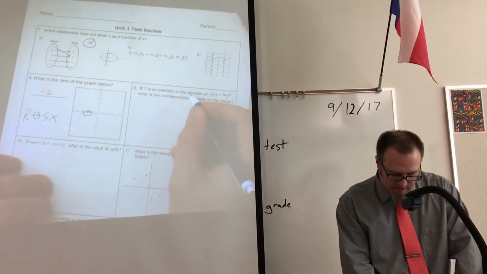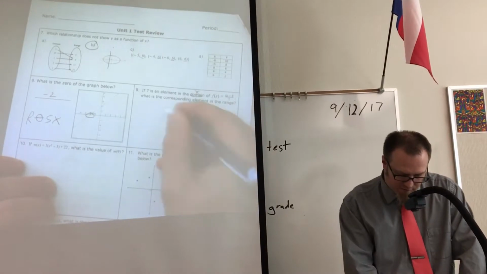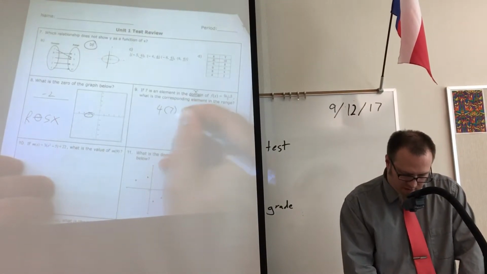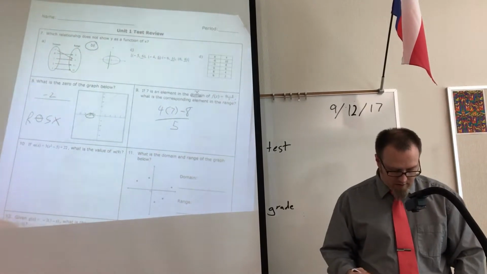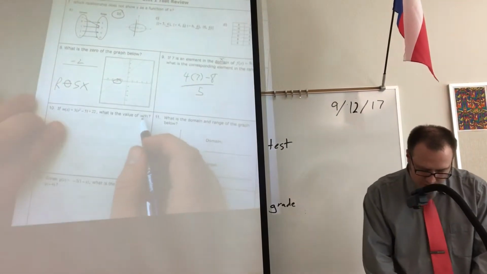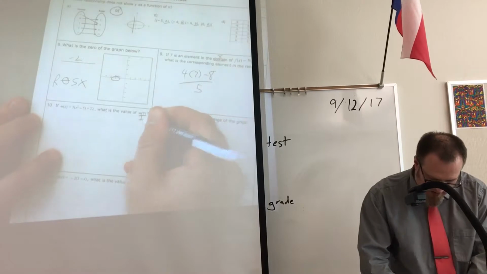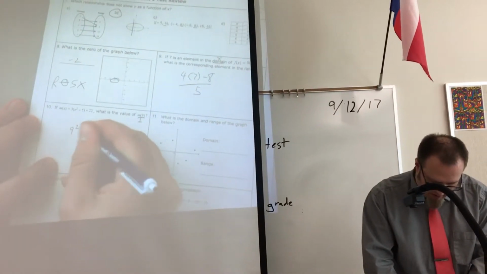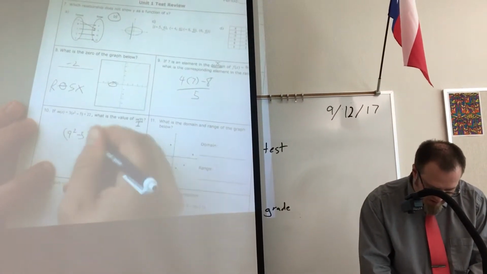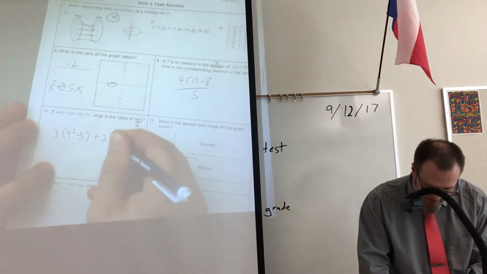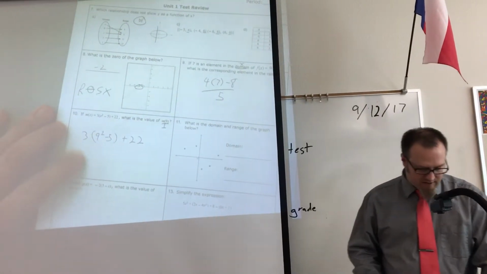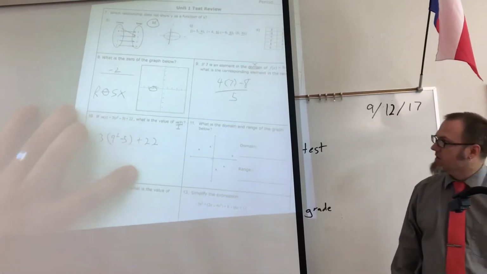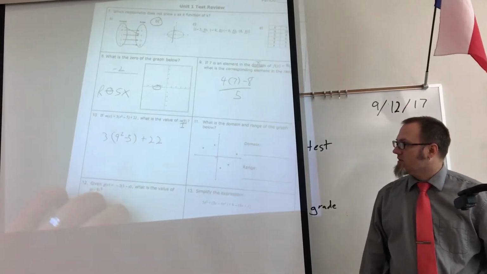If 7 is an element of the domain, the domain is x. Put 7 in for x. 4 times 7 minus 8 over 5. Type it into the calculator, you should get the right answer. The value of M9, this is an input again. So 9 squared minus 5 times 3 plus 22. This would be 81 minus 5. That's 76 times 3. This is going to be a really big number. Just type it in the calculator, get the correct answer.